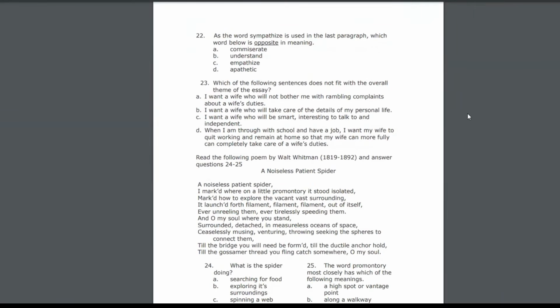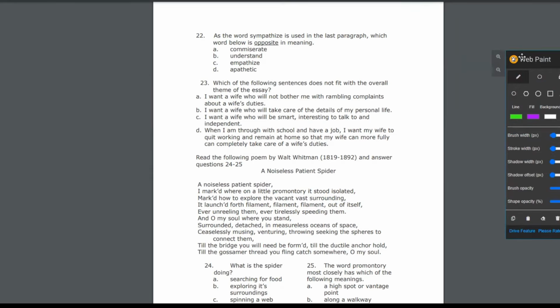All right, 23. Which of the following sentences does not fit with the overall theme of the passage? All right, so we know what the theme is. I'm a wife, I'm a mother, I want somebody who's doing all the same stuff that I'm doing and not complain about it. So I want a wife who will not bother me with rambling complaints about a wife's duties. So that's not in line with the theme. Why? Because I want a wife who's gonna do everything I say when I say it. If we look at B, I want a wife who will take care of the details of my personal life. So that one is kind of in line, because she's taking care of something.